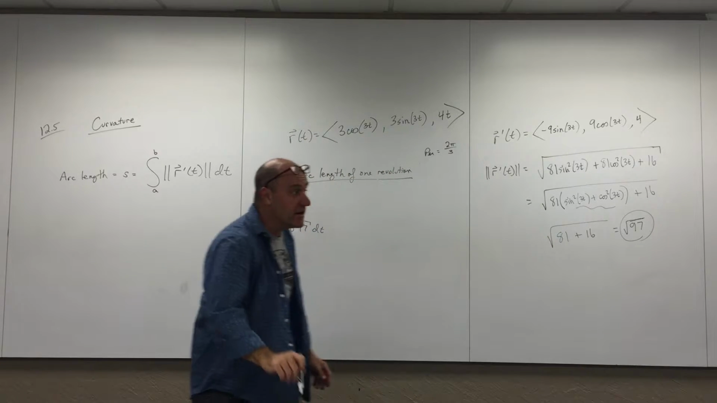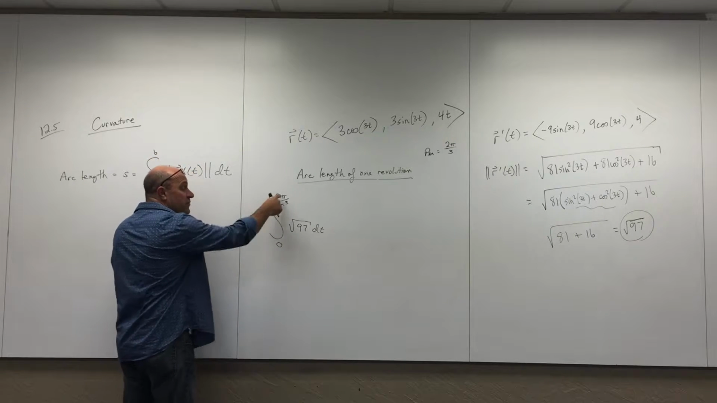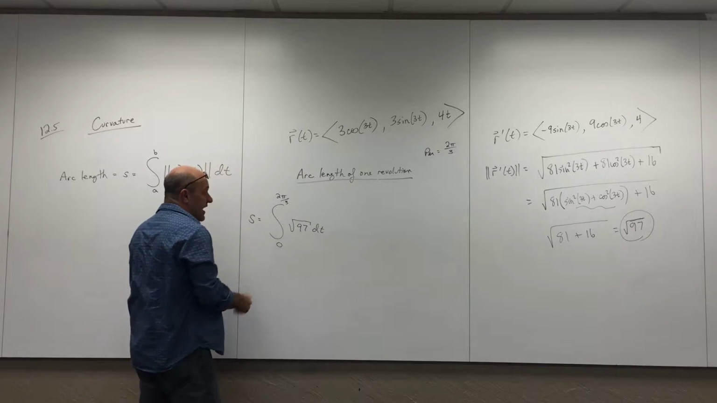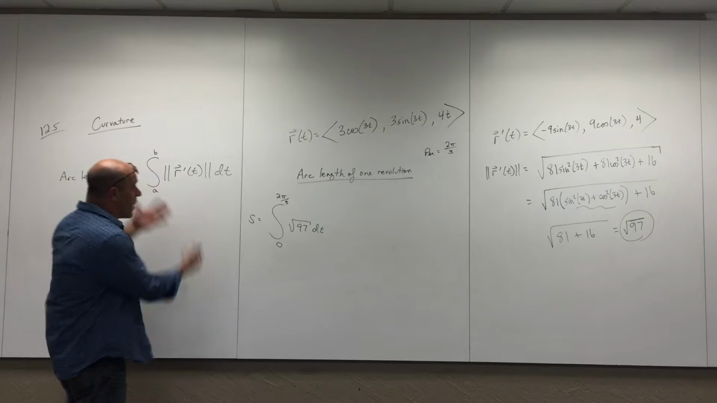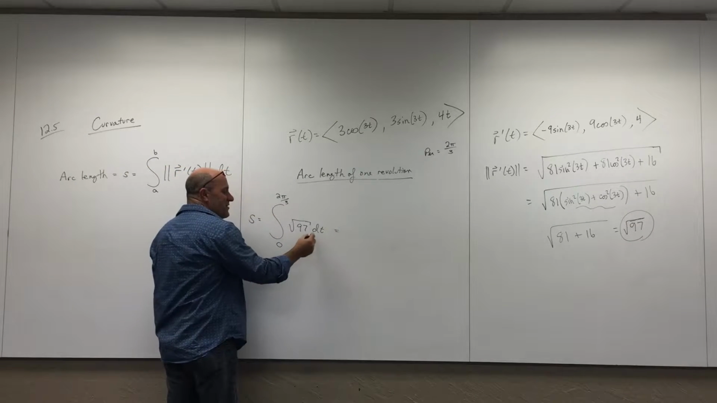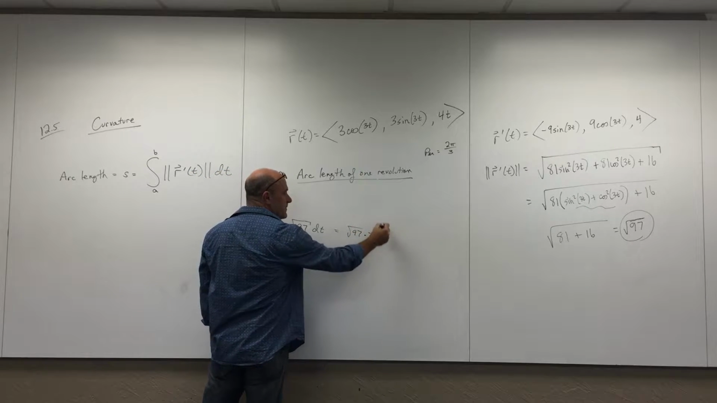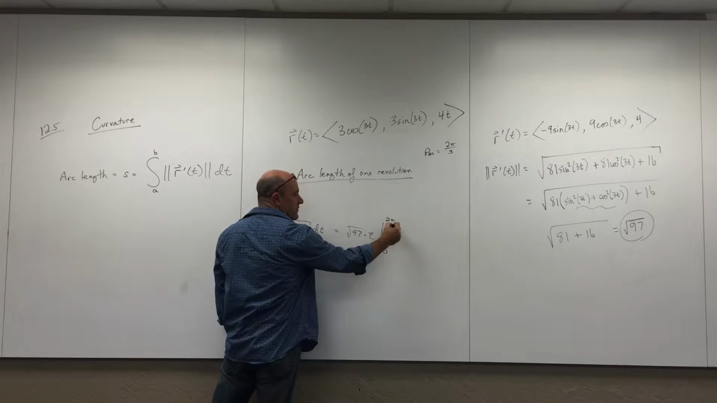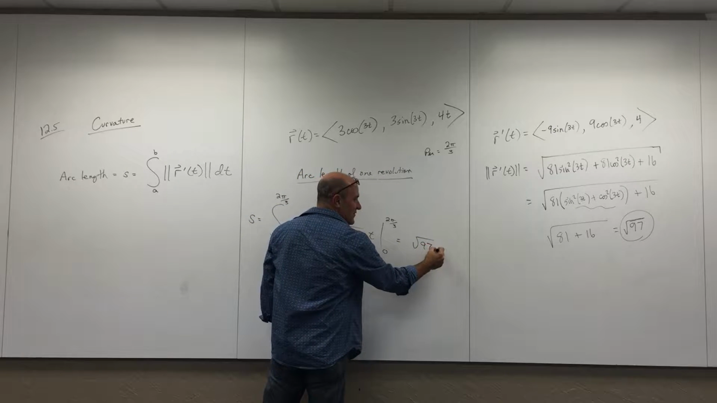Square root of 97. To calculate the arc length from 0 to 2 pi over 3, and that's the arc length of the curve, you do this integral. I didn't prove to you why this is arc length, but this is arc length. When you integrate with respect to t, you get the square root of 97 times t. You evaluate from 0 to 2 pi over 3. You stick in your 2 pi over 3, and this is your arc length.